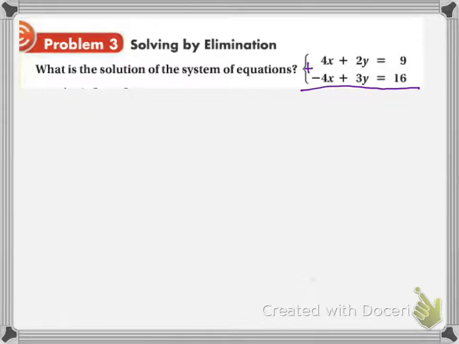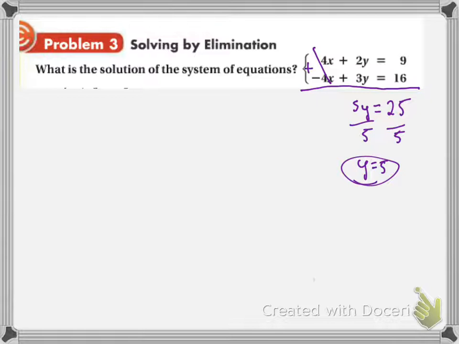And when I do that, the 4x plus negative 4x, 4 plus negative 4 is 0, so those cancel out. So that kind of solved my issue, like in substitution, where I need to get rid of a variable, so I'm only working with the 1-variable equation. Now I have 2y plus 3y will give me 5y, 9 plus 16 will give me 25, divide both sides by 5, and I've already found my first variable.